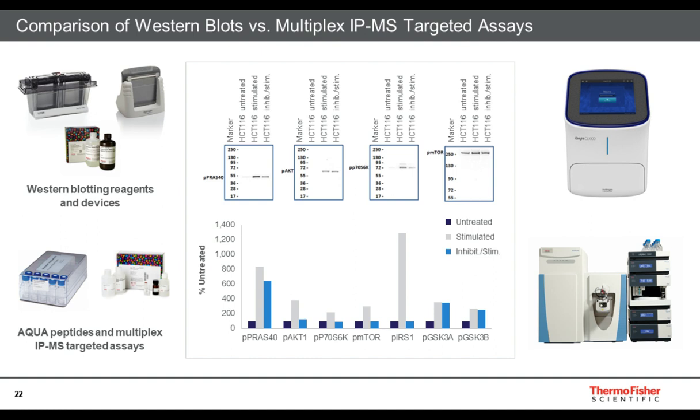4 out of all these targets were downregulated upon the inhibition. So phospho-AKT1, phospho-P70S6K, phospho-mTOR, phospho-IRS1 were downregulated upon PI3K inhibition, whereas no significant change was found in phospho-GSK3 alpha and beta, as well as the PRAS40. So we do see some correlations between these 2 techniques, Western blot as well as the multiplex IP-MS assays.